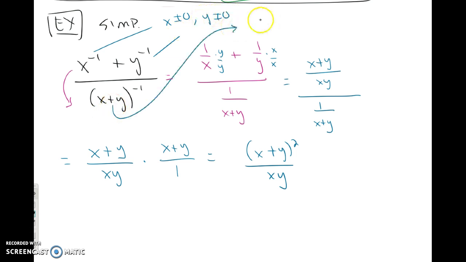In the final problem, x can't be 0 and y can't be 0. Those two things are implied. However, x plus y can be 0. So the only restriction that we need to have is that x plus y cannot be equal to 0.